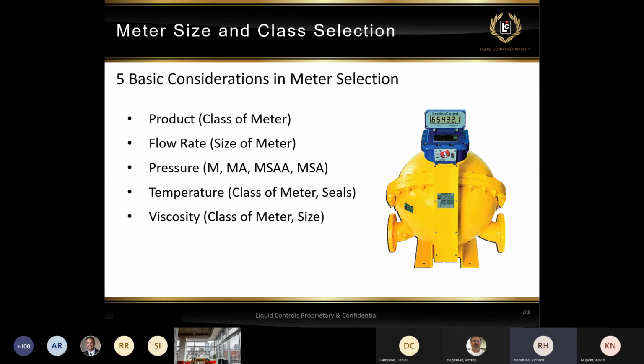And viscosity. Viscosity is very important in selecting the size of the meter, because if we increase the viscosity, if the viscosity gets high enough, we may have to look at a larger size meter.